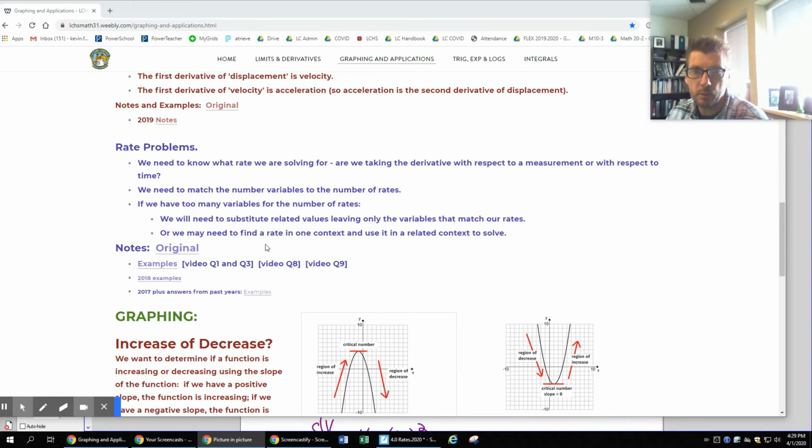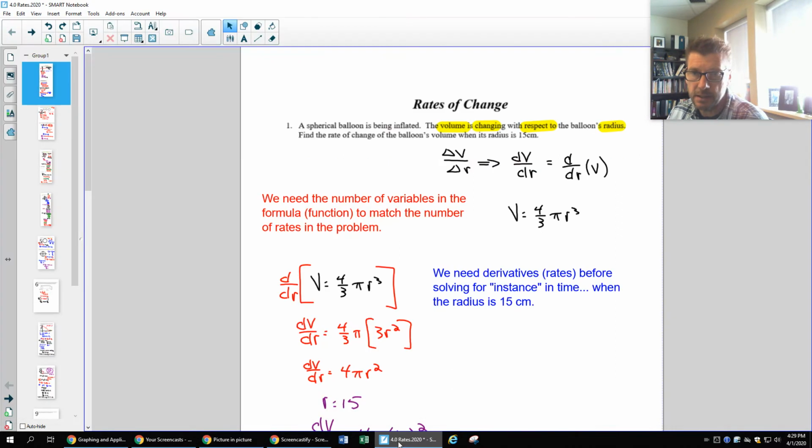From our website, we're going to talk about rate problems, which is basically taking the derivative with respect to a measurement, or a rate with respect to a moment in time. So let's grab our lesson here and highlight a few things. Our first problem is about a spherical balloon being inflated. I've taken the liberty to go through, highlight a few things, and write some notes down so we can talk about it.